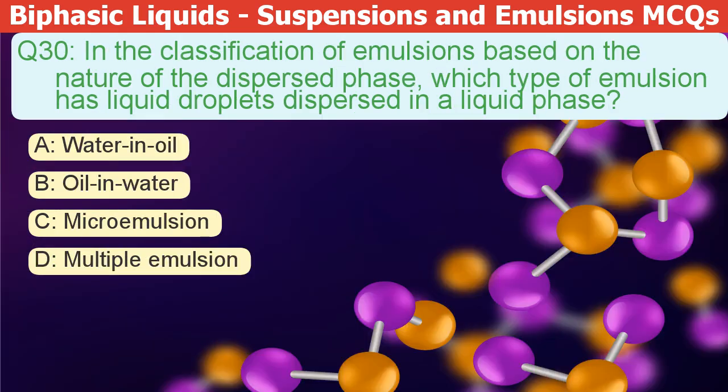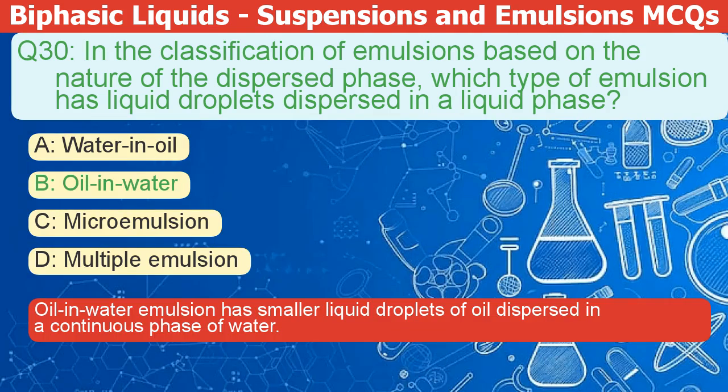In the classification of emulsions based on the nature of the dispersed phase, which type of emulsion has liquid droplets dispersed in a liquid phase? A. Water in oil. B. Oil in water. C. Microemulsion. D. Multiple emulsion. The correct answer is B. Oil in water emulsion has smaller liquid droplets of oil dispersed in a continuous phase of water.